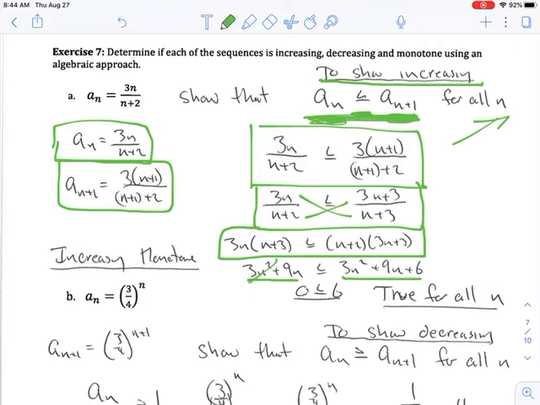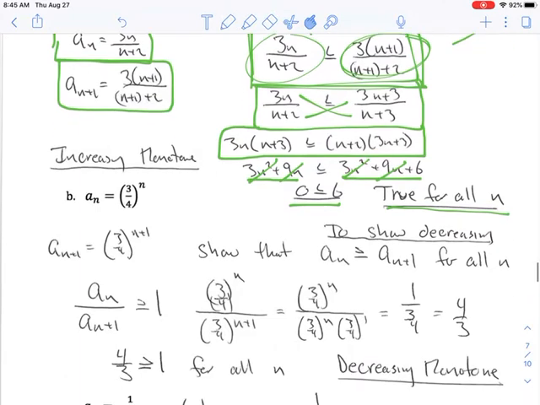Now the 3n squareds cancel out, the 9n's cancel out, so all I end up with is 0 is less than or equal to 6. Well, that is always true. That's an identity. So in other words, this relationship right here is always true for all values of n greater than n sub 0. And so therefore, since it's always true, it's always increasing. So we've showed that it's always going to be increasing. In other words, for all values of n, the a sub n plus 1 term is always going to be larger than the a sub n term.